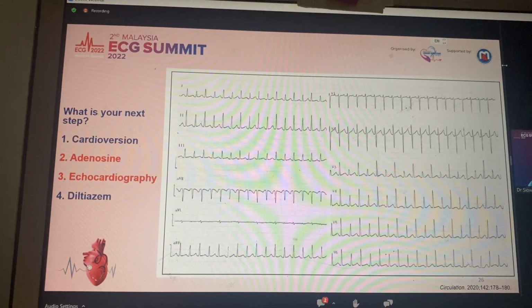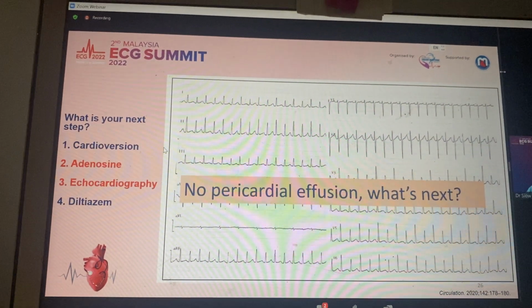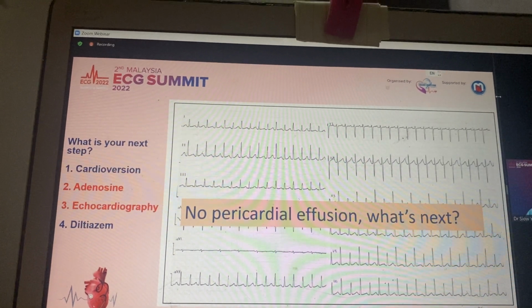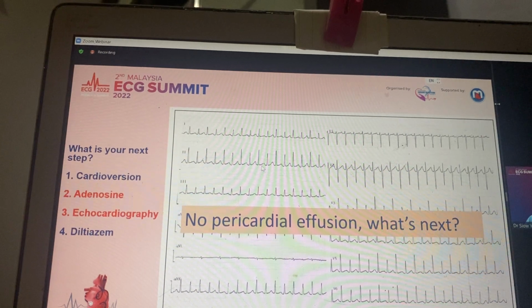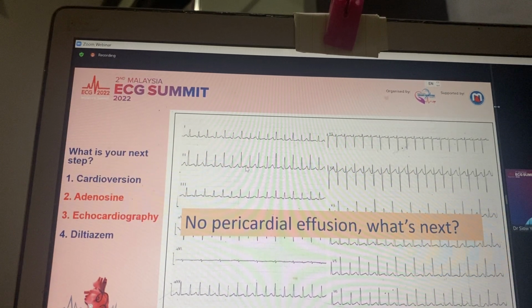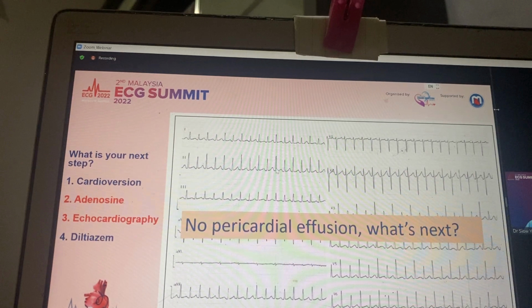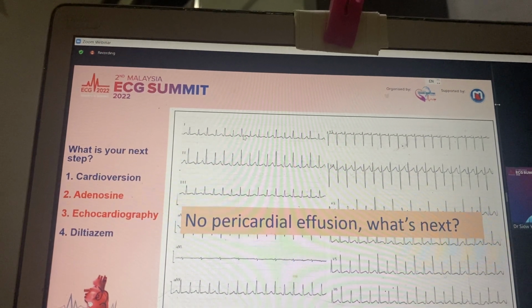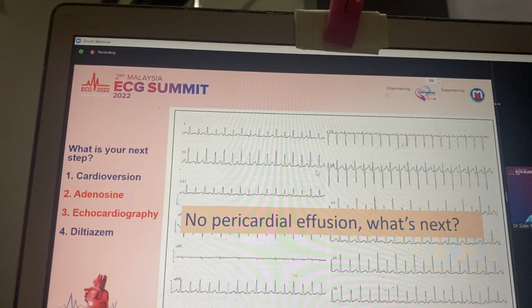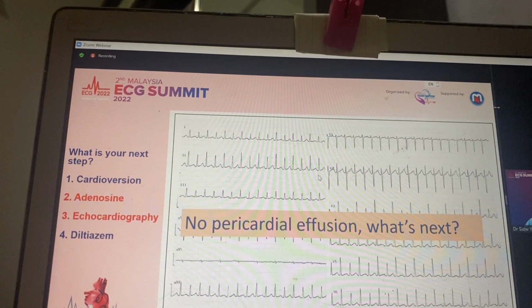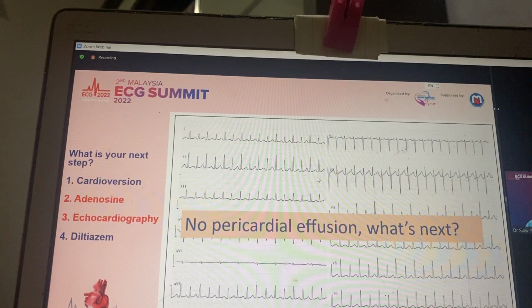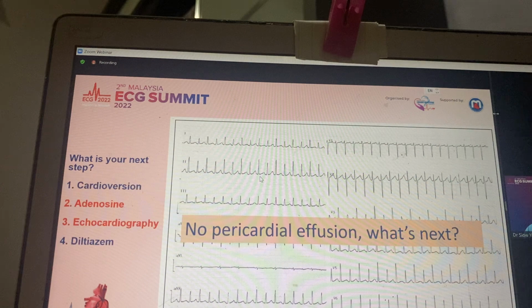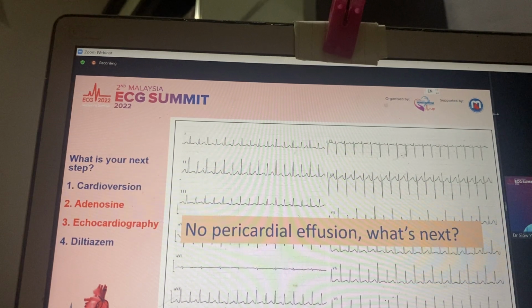The reason behind this is that if you give IV adenosine, you can actually unmask what is the underlying cause. Another thing is, if you notice, the QRS complexes alternate: one small, another one bigger, one small, another one bigger. This we call electrical alternans, pointing towards most likely the patient might have a pericardial effusion or even tamponade, but the patient seems quite stable, quite comfortable. If there's no pericardial effusion, so what's next?